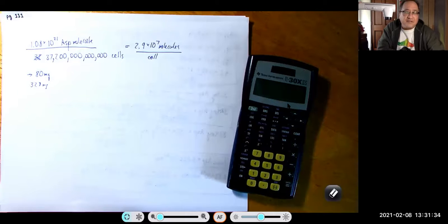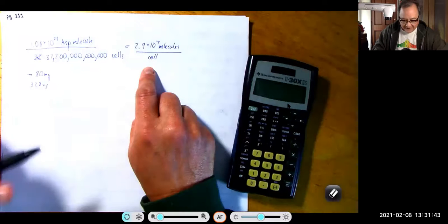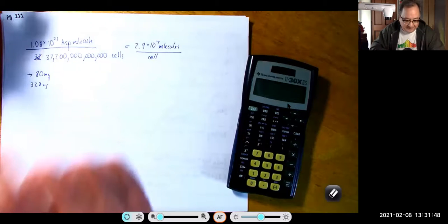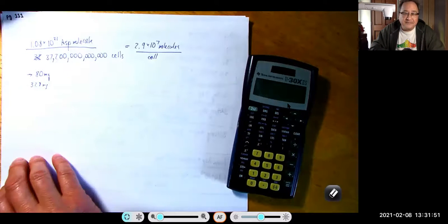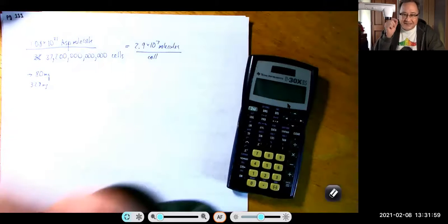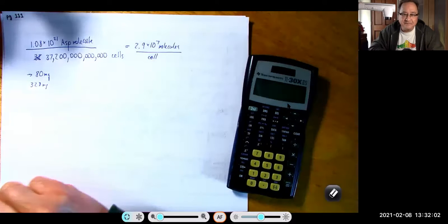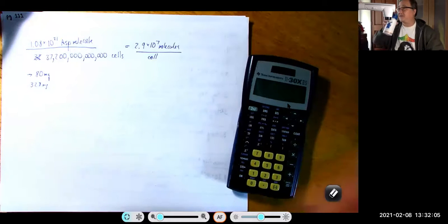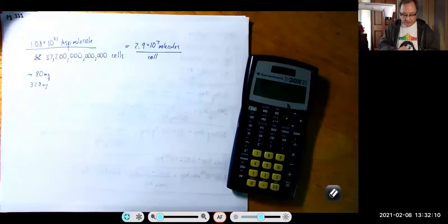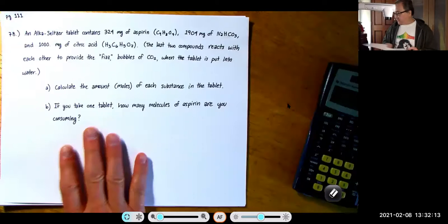What does that tell you about the size of aspirin molecules? That there's not 7 million per cell, but there's 1.8 times 10 to the 21 aspirin molecules on one little tablet. I mean, aspirin molecules are so small that you don't say they're teeny, teeny. You just say they're so small you can't see them. Okay. Any questions about that? Okay, so you know what kind of work I would expect to see for that problem.